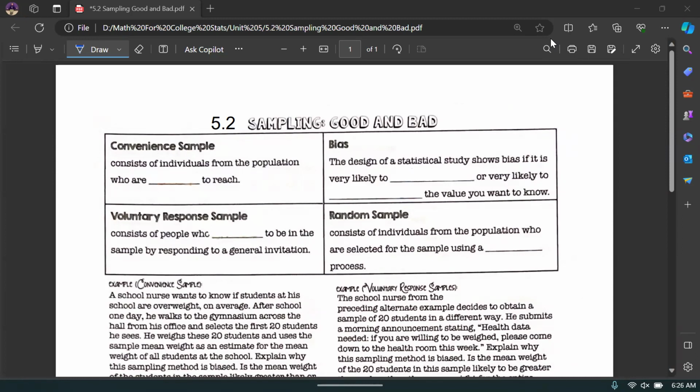Welcome to 5.2, the sampling good and bad. We're going to talk about some good types of sampling and some bad types of sampling and what makes them good and what makes them bad.